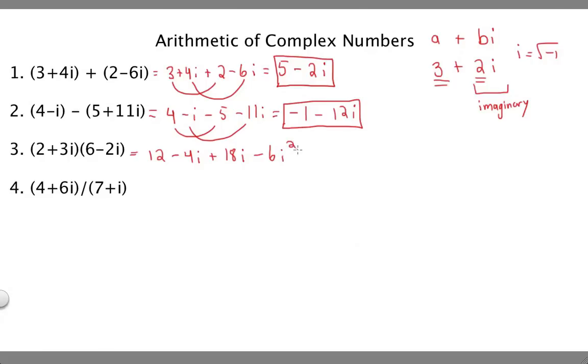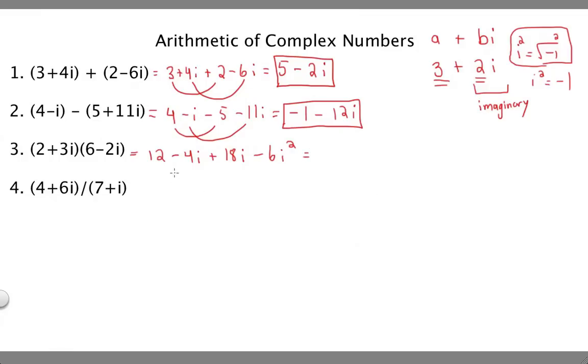So let's go back to our definition of i. i is equal to the square root of -1. So when we square i, we get the square root of -1 squared. So i squared is equal to -1. And that's going to be important in this problem.